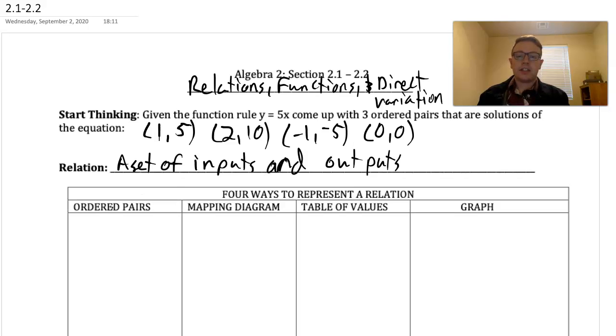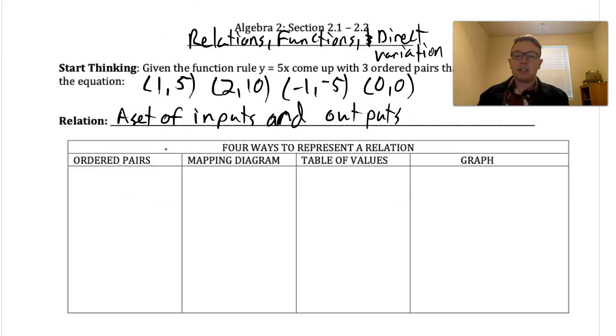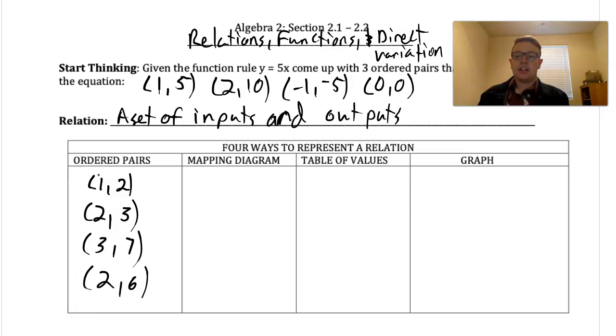Now this is a little confusing, so the ways we represent them might help you understand that. We can represent relations with ordered pairs. For example, we might have a relation that says we have the point 1, 2 in it, or if we put in 1, we output 2. It could have 2, 3, could have 3, 7, and 2, 6. So what this is saying is that for each one of these, this value is your input, and this is what outputs for it.